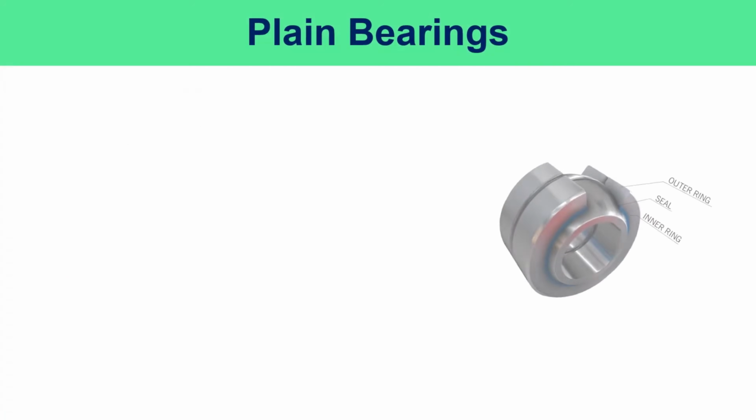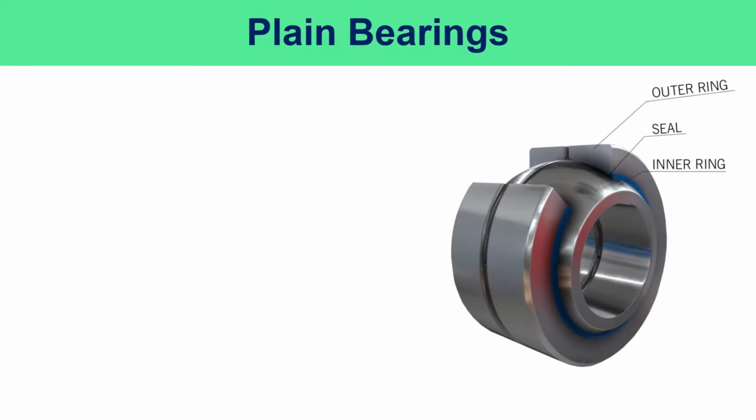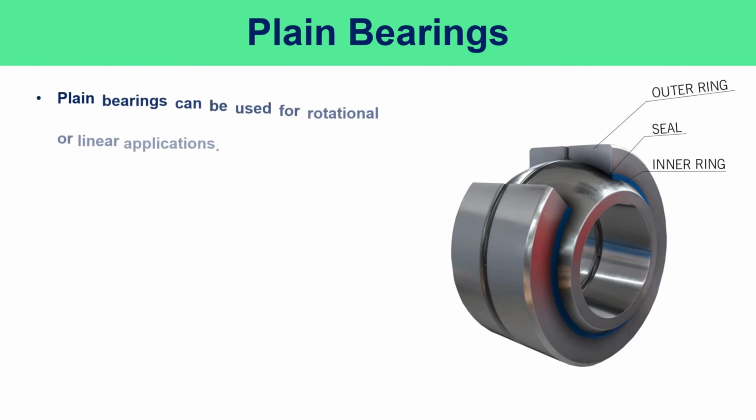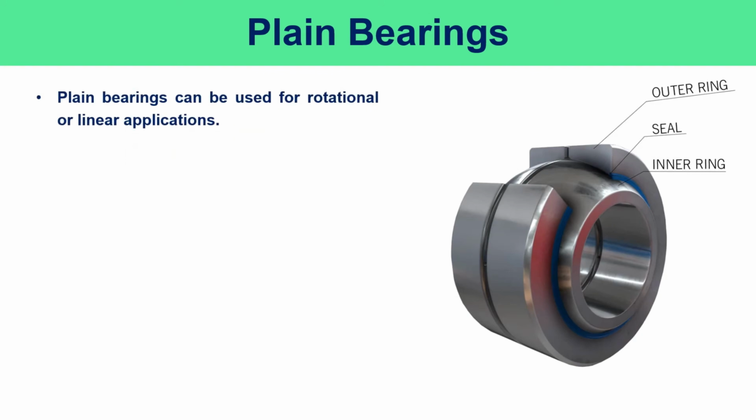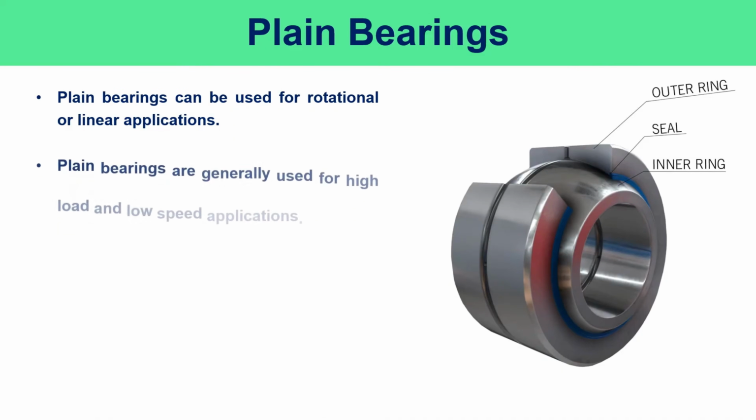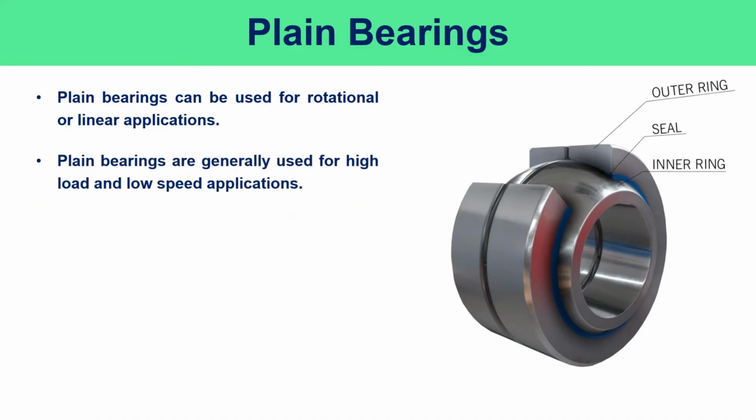Plain bearings. Plain bearings operate on the principle of sliding friction and employ no rolling elements. They are generally quieter than anti-friction bearings as they have no moving parts. Plain bearings can be used for rotational or linear applications. Plain bearings are generally used for high load and low speed applications.